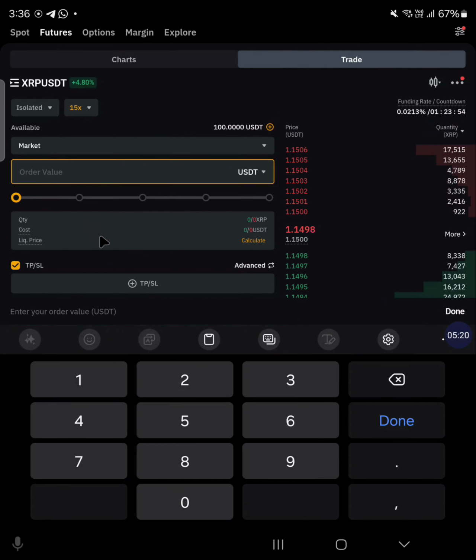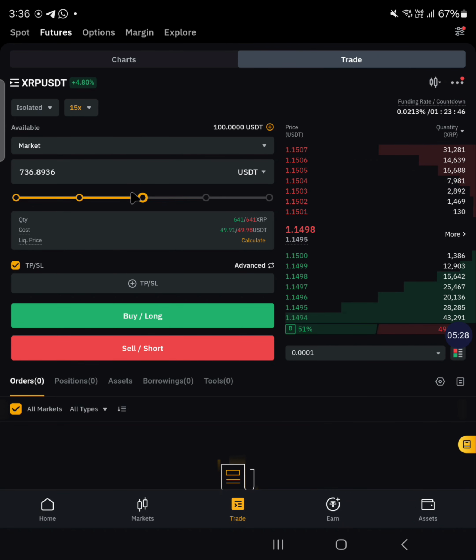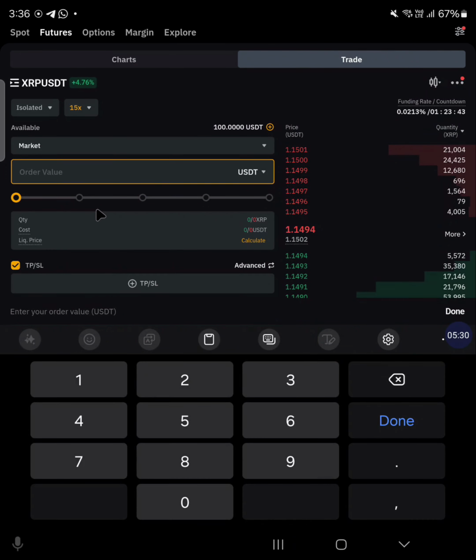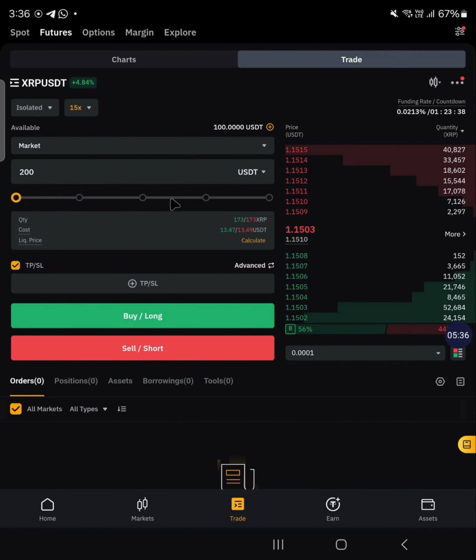So here, I'm going to put the amount of USDT I want to enter trades with. So this is it. Oh, sorry. Let me go back. I said 200 USDT. Remember that I have my leverage activated as what? I have my leverage as 15x. So look at this. Below here, you will see that this is the quantity of XRP I am able to buy with that amount. And what? This is the amount, the actual amount I am using.